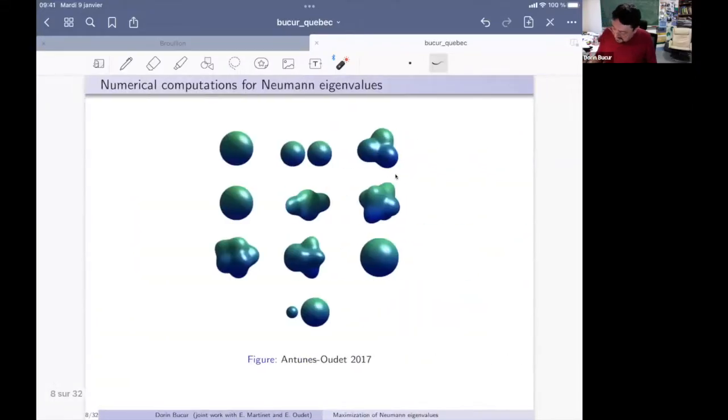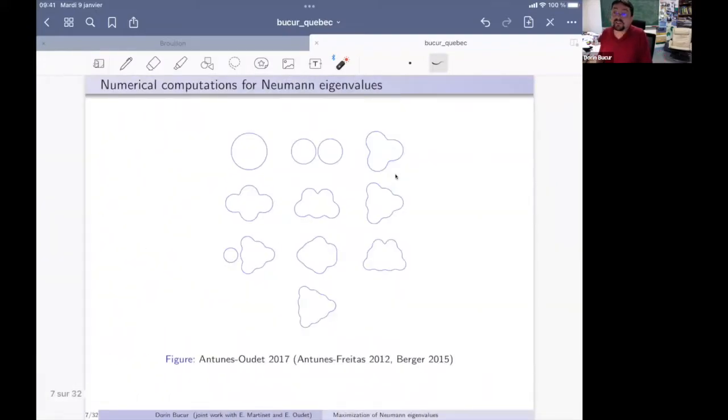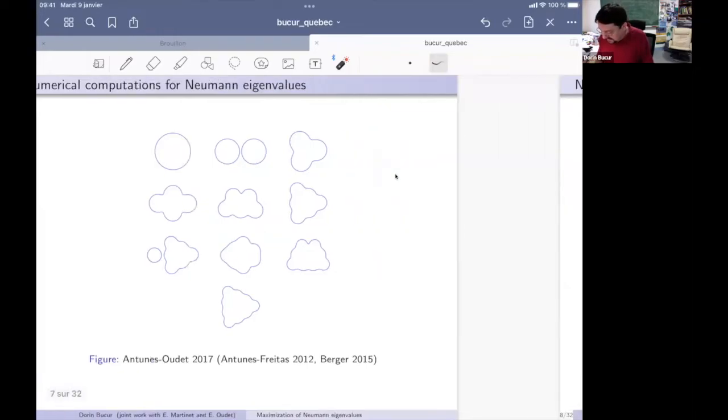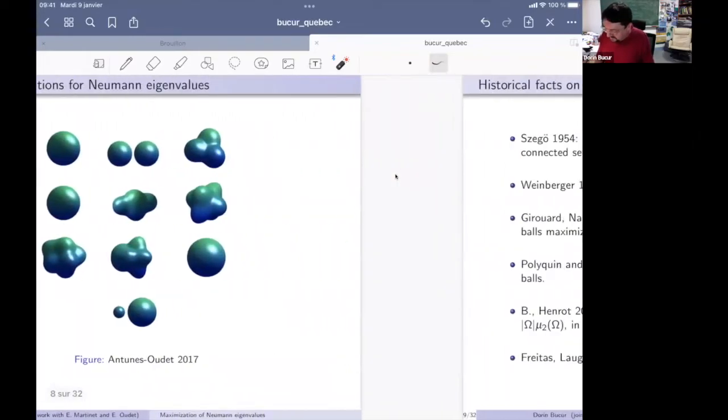And here you also have some computation now in 3 dimensions of space by Antunes and Oudet in 2017. So the question is that we now want to find whether or not we can prove the existence of those geometries, and if we can say something on them. And the answer is not that positive.